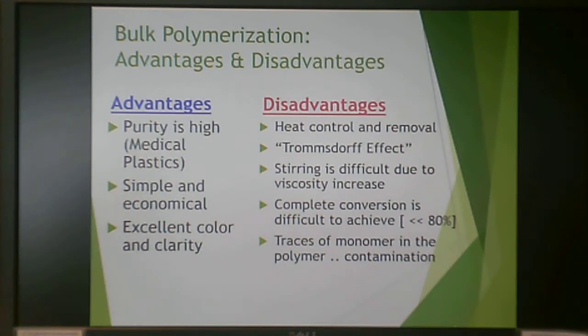Also, you need to get almost complete conversion, so greater than 80%, and that's hard to get when your viscosity is going up and when you have issues with heat control. So what you end up with is traces of monomer in the polymer, and again, monomer can be a toxic chemical. So this is a contamination in the final polymer.